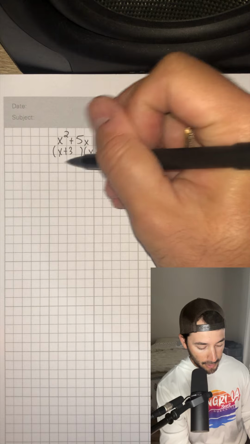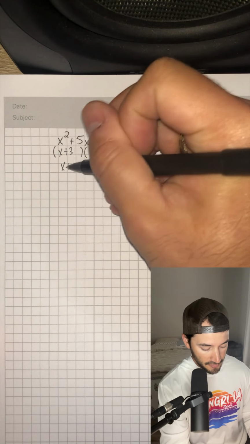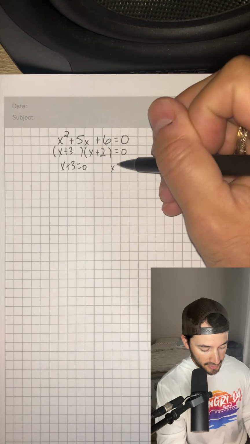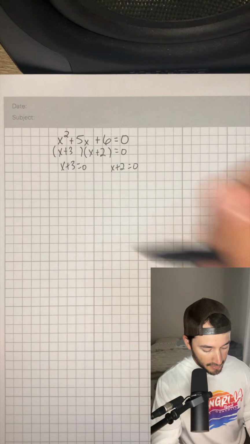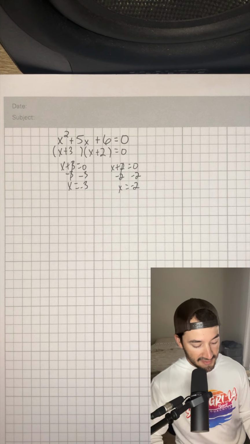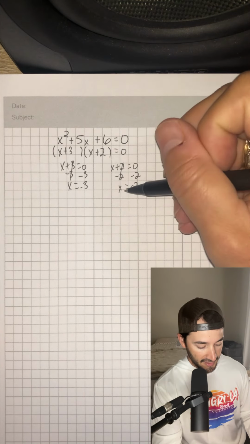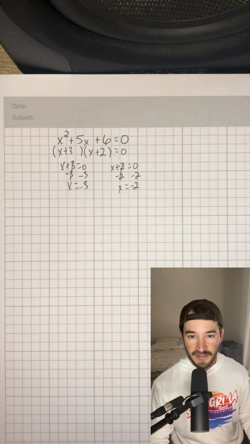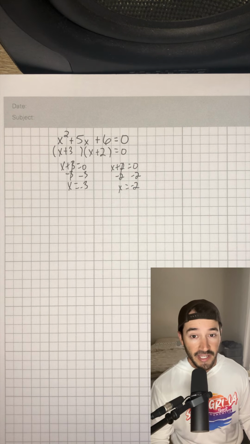Okay, so we want to make both of these equal to 0. So x plus 3 equals 0, and x plus 2 equals 0. Now we can solve each side and get x is equal to negative 3 and x is equal to negative 2. But sometimes our quadratic equations don't work out that simply.